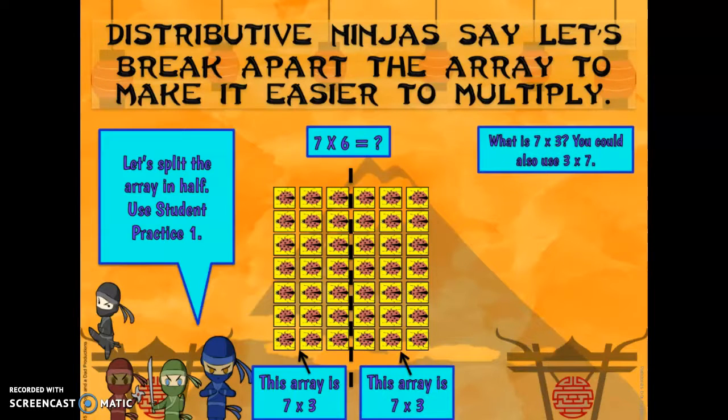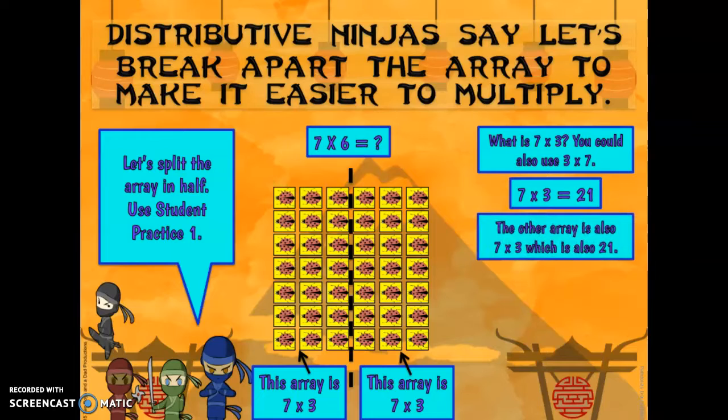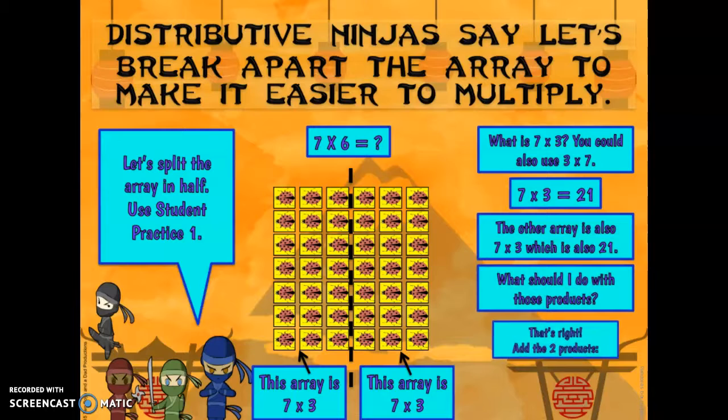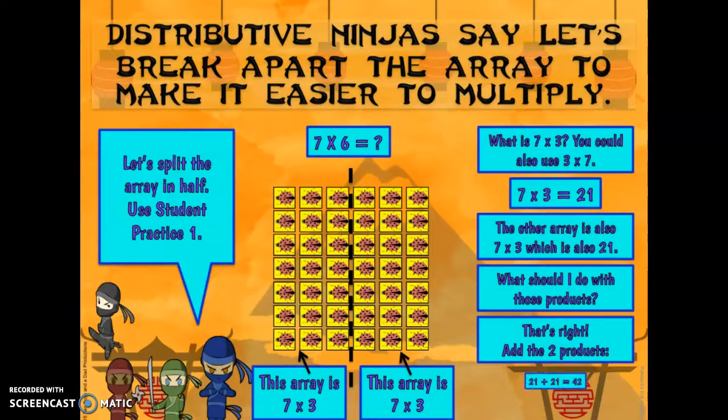What is 7 times 3? You could also use 3 times 7 to help you. 7 times 3 equals 21. The other array is also 21 because it's 7 times 3. What should I do with the products? You're right. We should add those products to get 42.